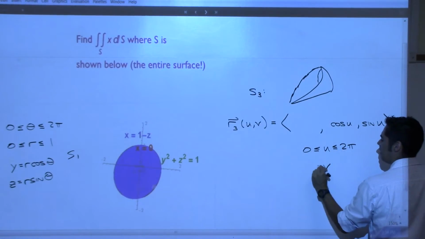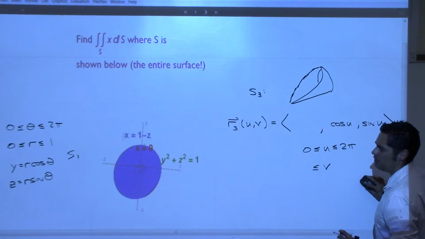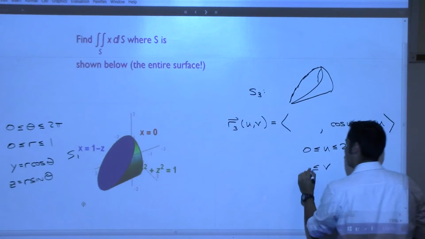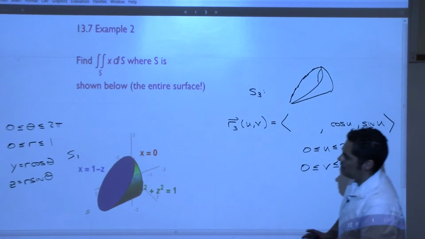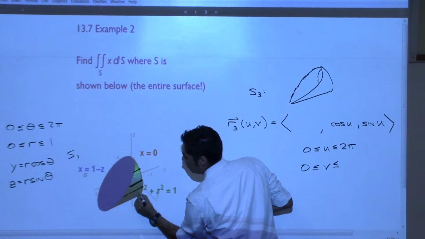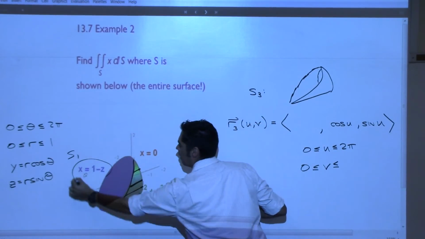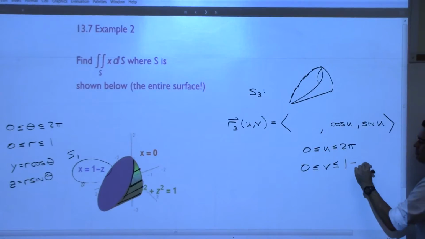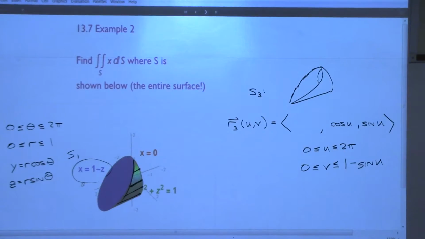And then the V is going to be, well, what's the smallest V I can have here? V is my X value, right? So 0 all the way to the back, and then the front side. I want to go everywhere between here and here, and that's got to land on this plane, right? So what? 1 minus z. But z is sine u. There it is. I forgot to put v here.